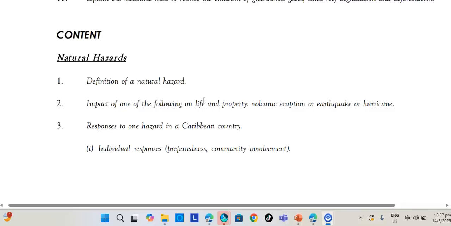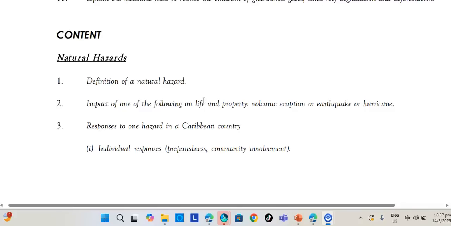Individual responses to hazards: you can board up your windows, store food, water, and medicine, stay informed through radio or mobile alerts, and move into shelters when warned. You could also help neighbors, especially the elderly and children.